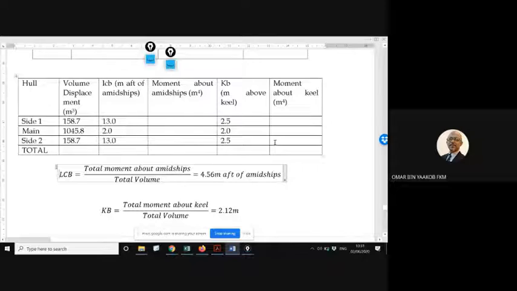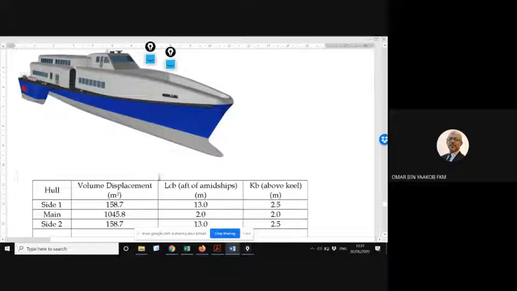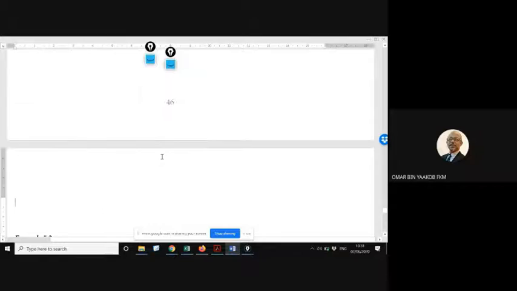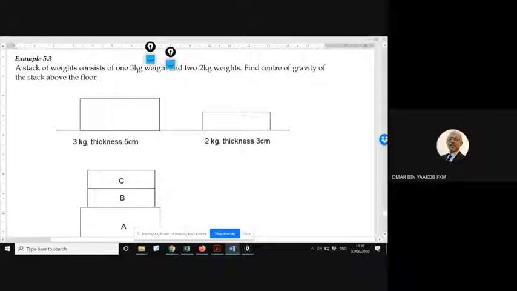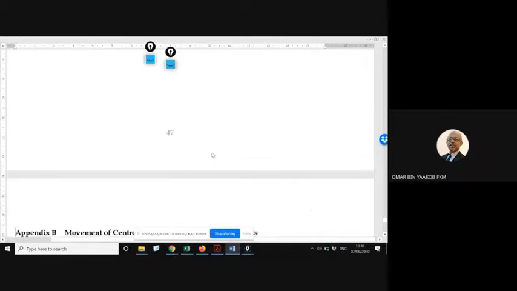Of this trimaran, the main hull, the side hull, and the side hull. So you can try this exercise. If you have three blocks, weights 3 kilogram, 2 kilogram, and 2 kilogram, you stack together, can you find the composite center of gravity? You can try to do this inside this table.